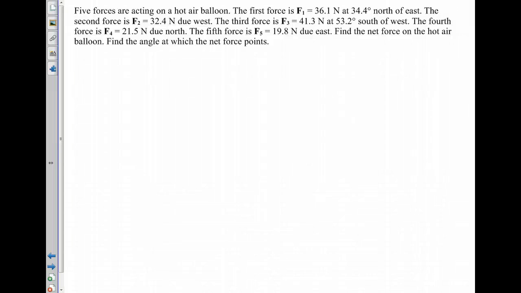Okay, here we are. We have a problem which says that 5 forces are acting on a hot air balloon. The first is F1 equals 36.1 newtons at 34.4 degrees north of east. Well, as I read this problem, the first thing I'm going to do is create a free body diagram which shows the forces, and we know that whenever we draw a free body diagram, we draw every force, no matter how it points. Every force starts with its tail at the object.